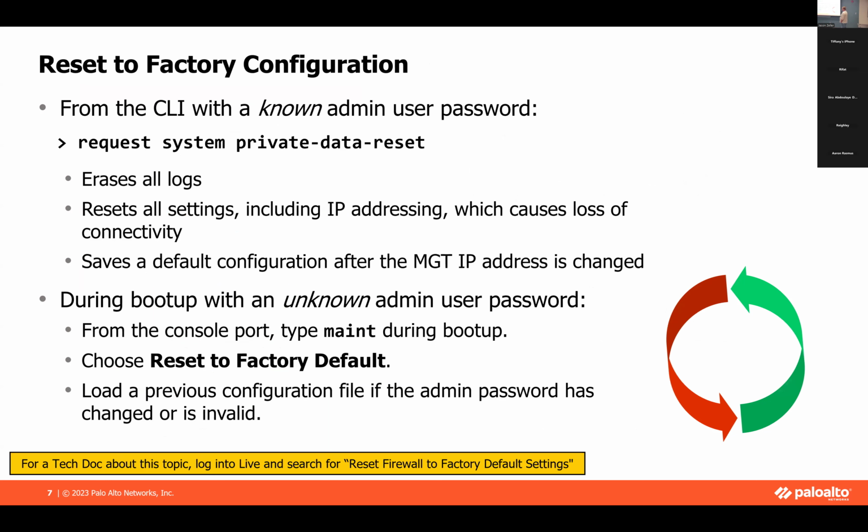From the CLI, this is the primary use that you would ever use this for, is to do a factory reset. So say you inherited a Palo Alto and you want to reset it and make it brand new. You could do that. You would do a request system private data reset. That will erase all the logs, all the settings, including IP addressing, which is the cause of any lost connectivity. Saves a default configuration after the management IP address is changed.